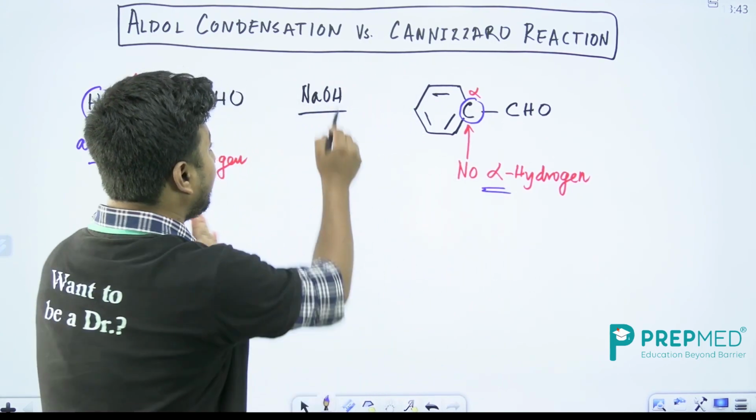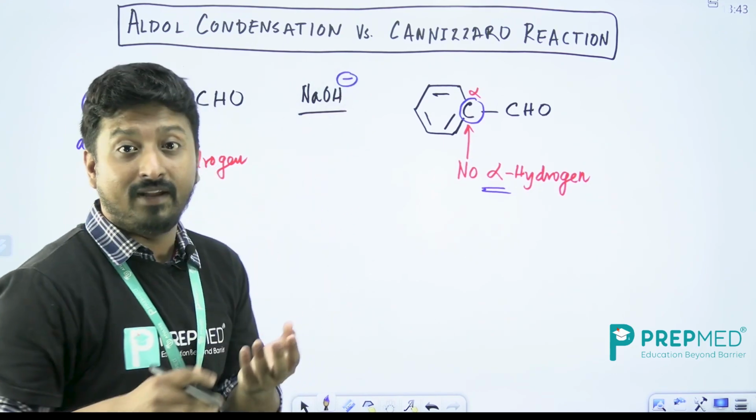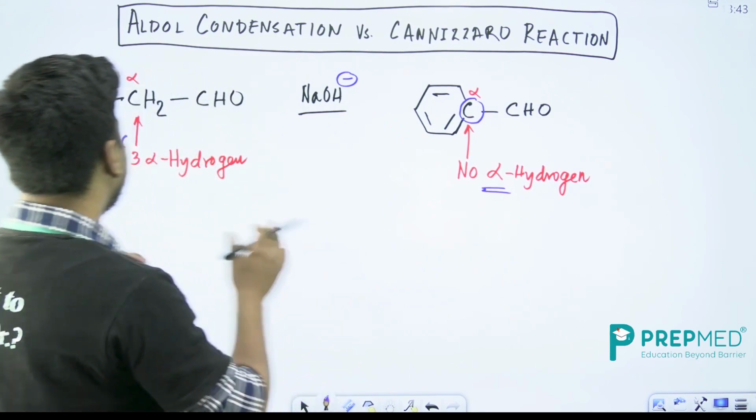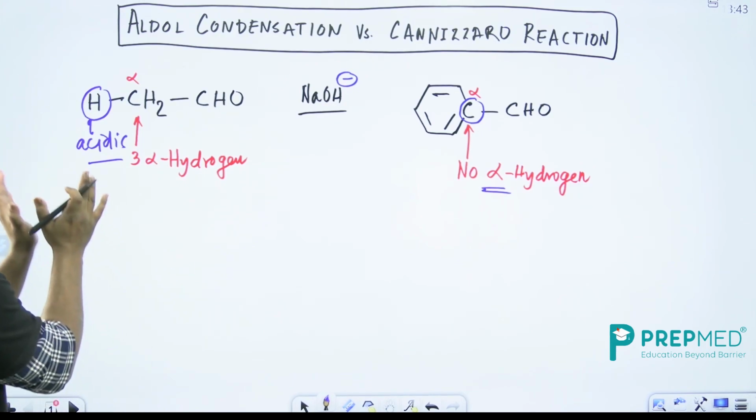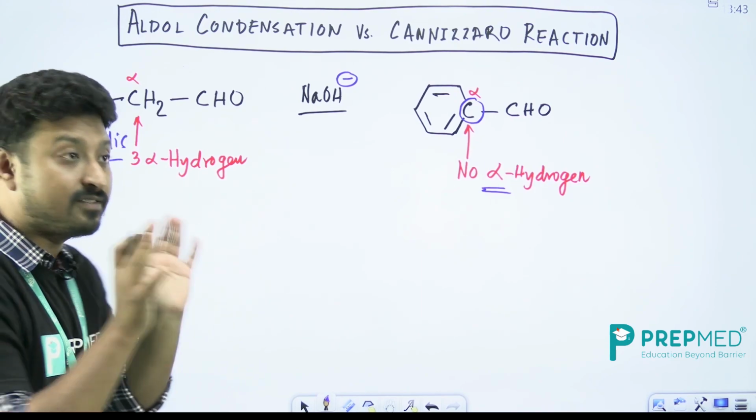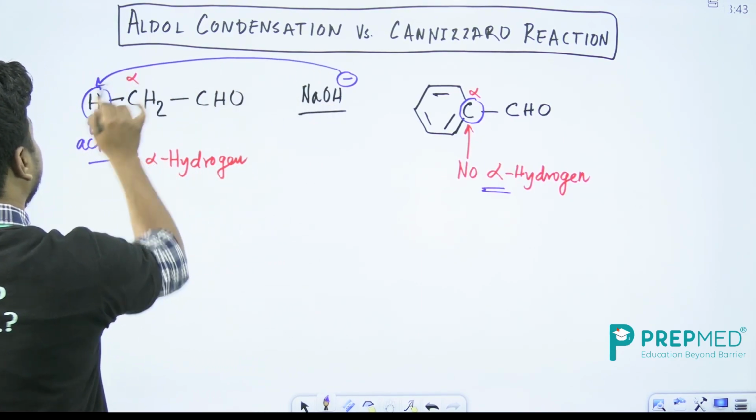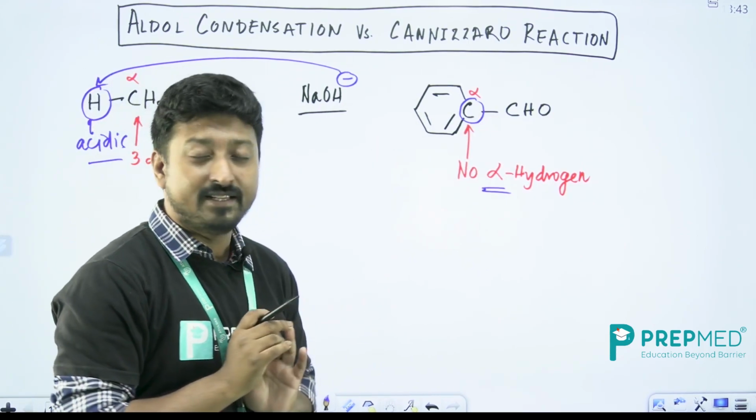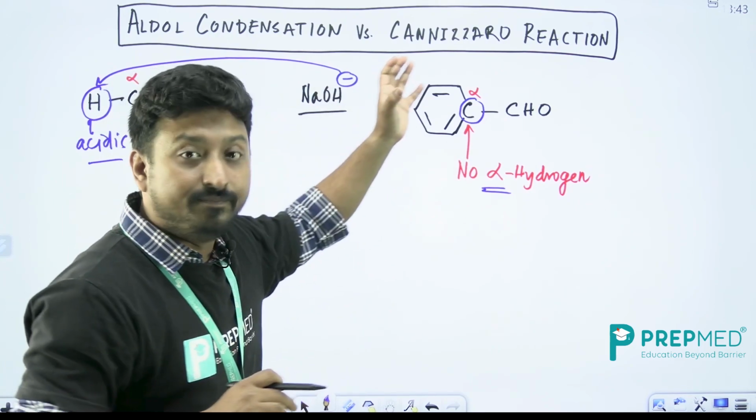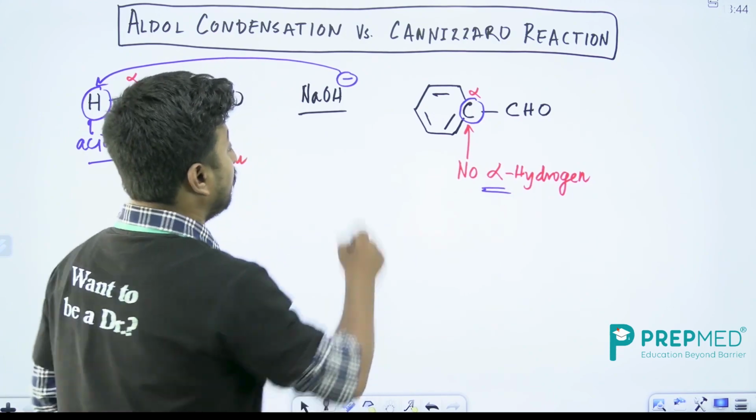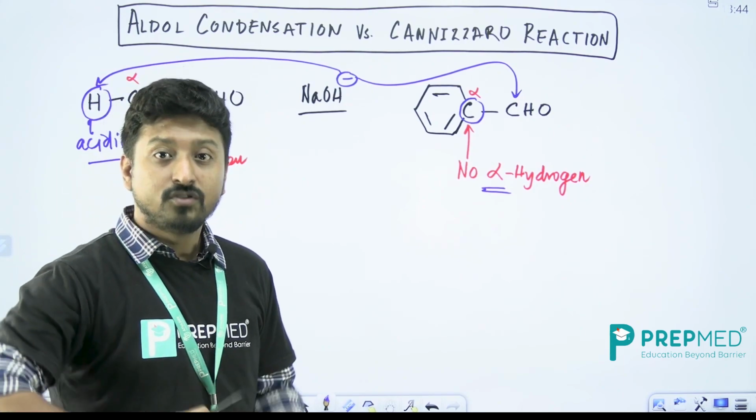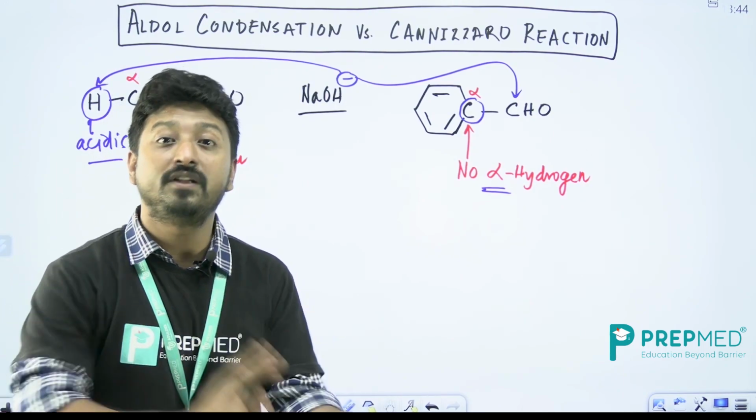So this OH minus, which is a very good nucleophile as well as a base, will act differently on the two reagents. In the first case, since an acidic hydrogen is present, the first job of the base, sodium hydroxide, will be to capture this acidic hydrogen. But in the other reagent, where there is no alpha hydrogen, instead of capturing an acidic proton it will attack the nucleophilic carbonyl carbon center. So this leads to two different kinds of product.